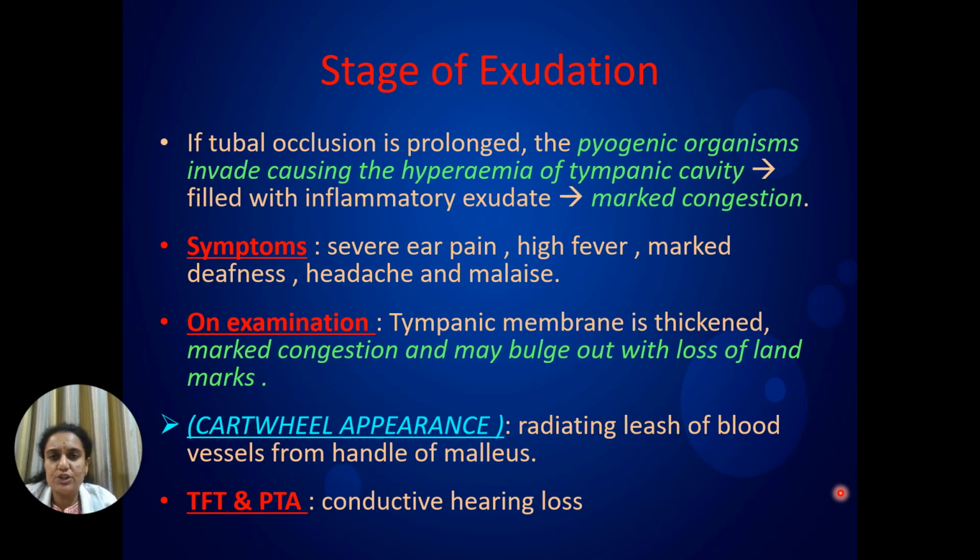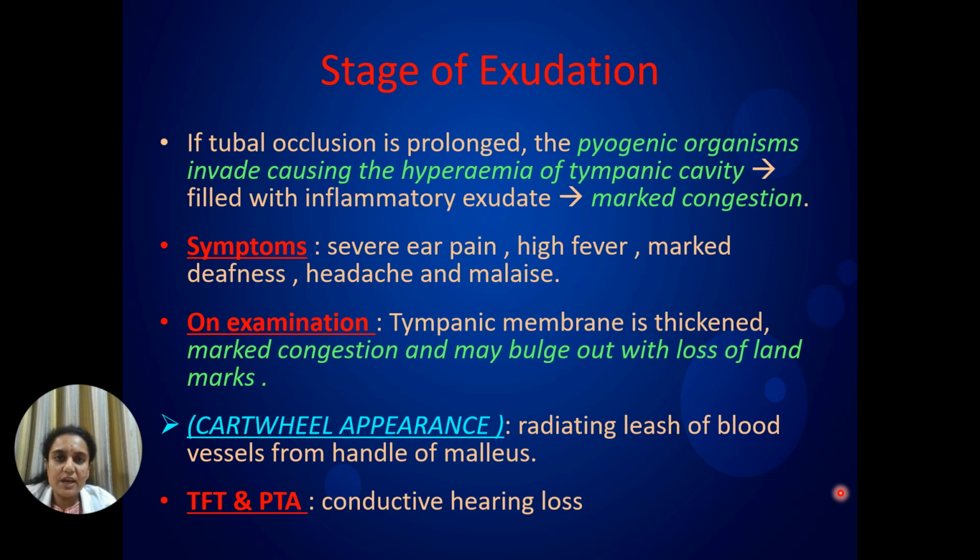Second will be the stage of exudation. In this stage, because of the congestion, that is, if the eustachian tube block is prolonged, the disease progresses. The hyperemia, that is the capillaries of the middle ear, will tend to exudate. So initially a seromucinous fluid is secreted, and this leads to marked congestion, and because of this fluid accumulation in the middle ear, the patient experiences severe throbbing ear pain along with marked deafness, headache, and also high fever.